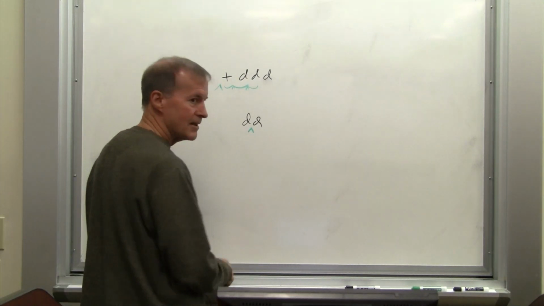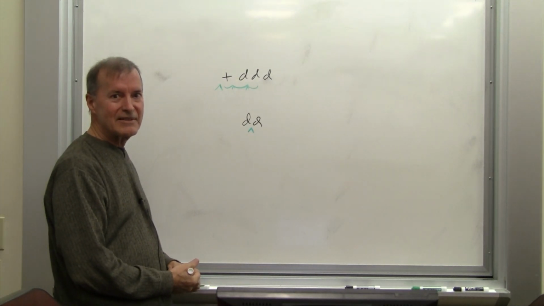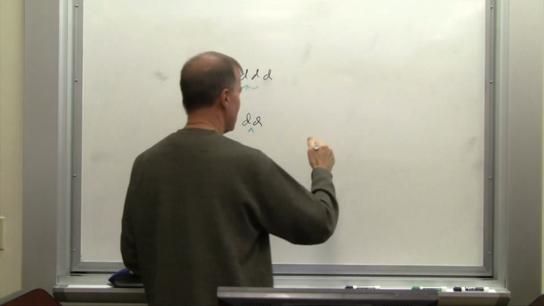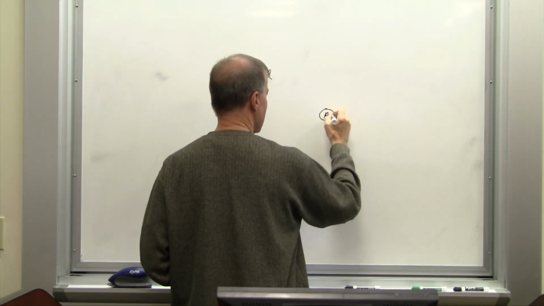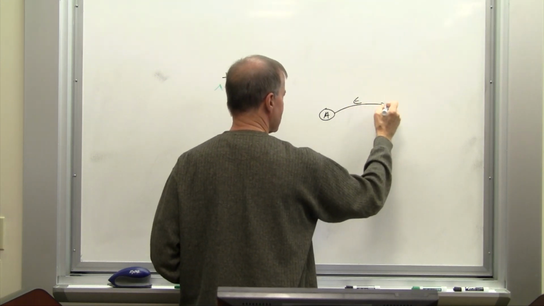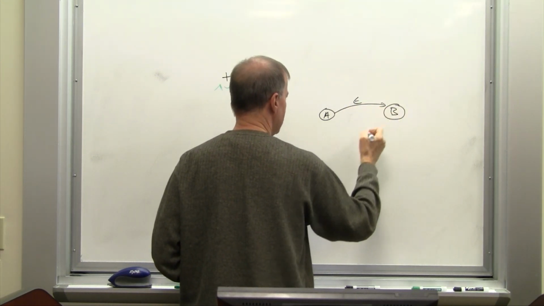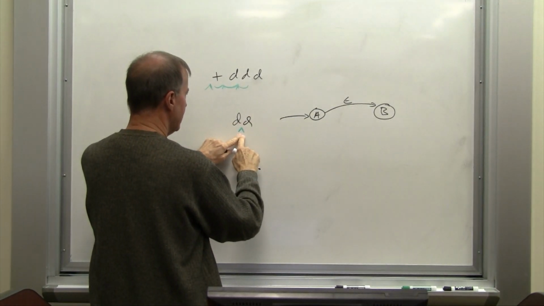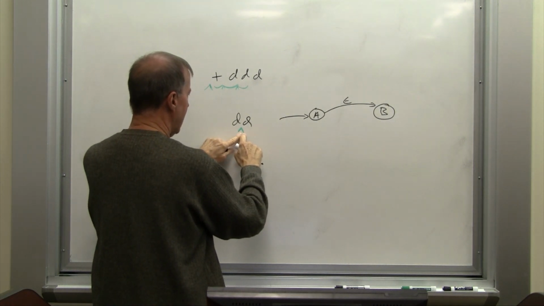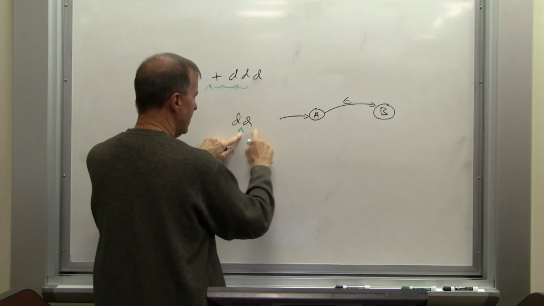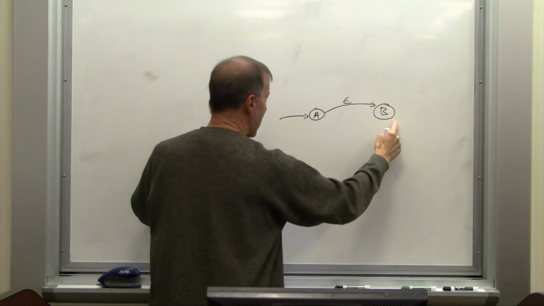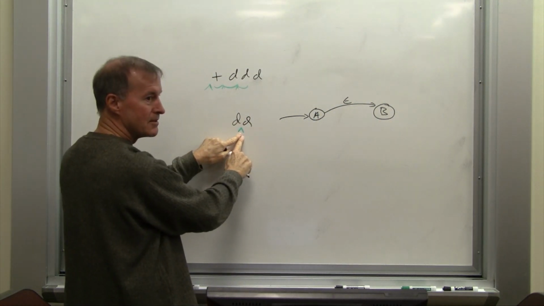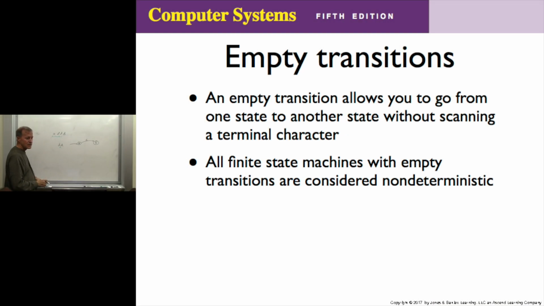Yeah, the little cursor stays there. You see what we're saying? If we're in state A, and we have the empty transition to state B, and we're going to scan this next character, well, if there's an empty transition, we can go whoosh from A to B, but this cursor stays right here. So an empty transition allows you to go from one state to another state without scanning a terminal character.